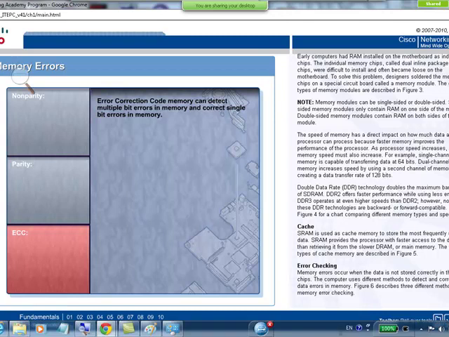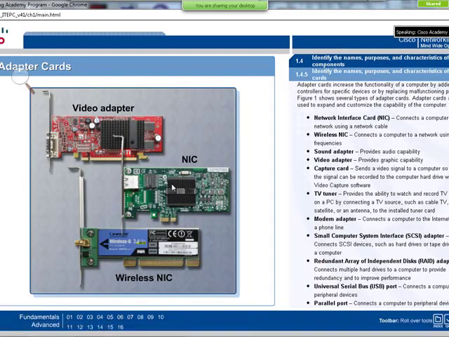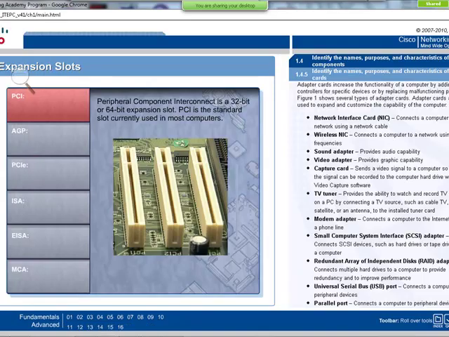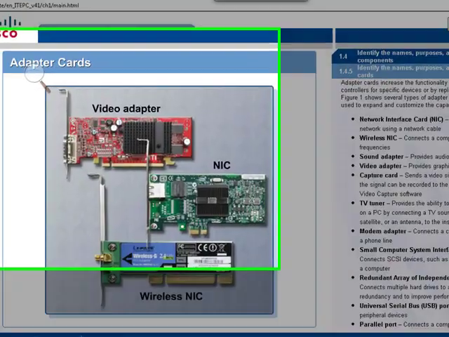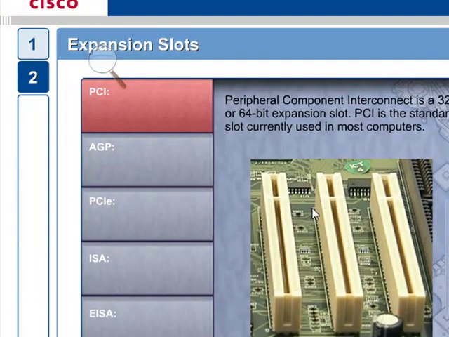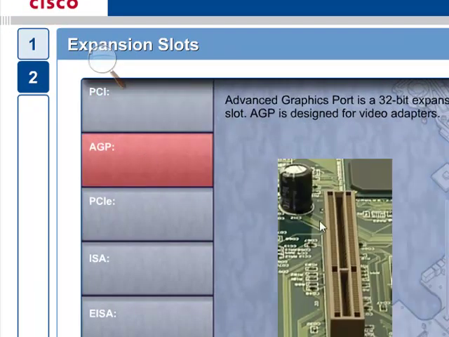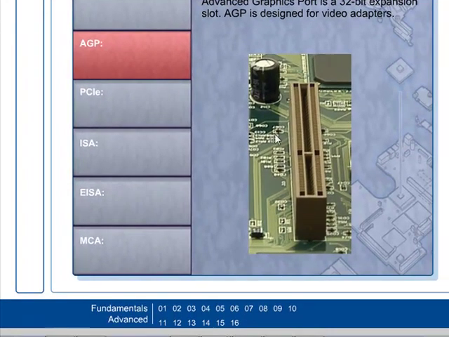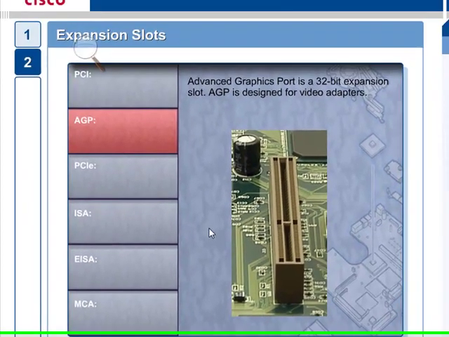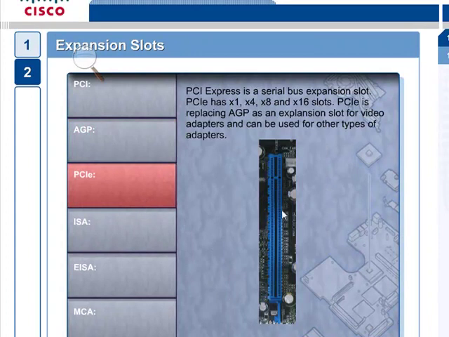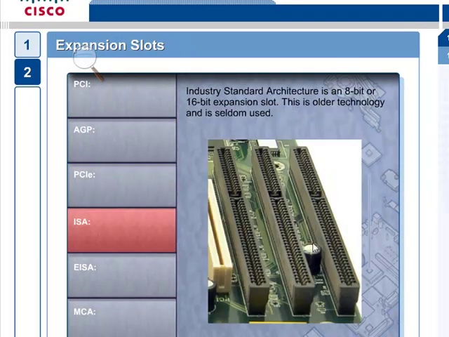Okay? These are the adapter cards, and we are familiar with them. Just to refresh your memory, this one is called PCI. PCI slot, yeah. The AGP is the one that we are going to repeat, all these things, in the lab when we install the computer. PCIe, this is the express one. ISA, the old one, that was outdated.